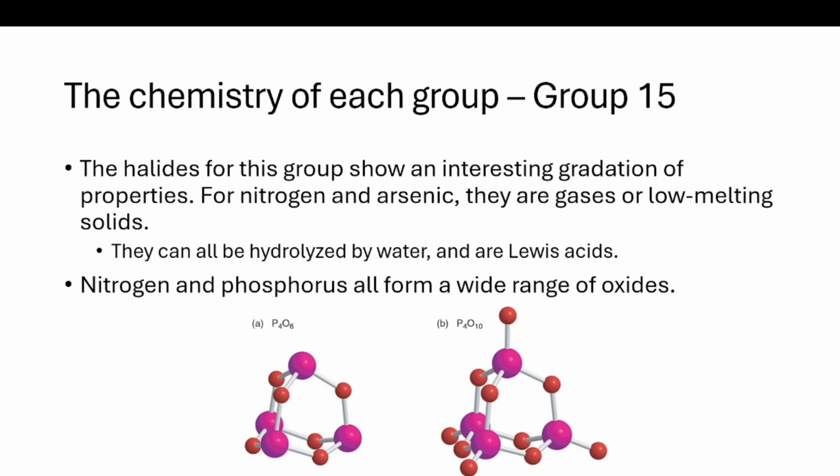And on a side note, nitrogen and phosphorus can form a wide range of oxides. If you look at the image at the bottom, we have P4O6 and P4O10, which have really interesting and interconnected structures.